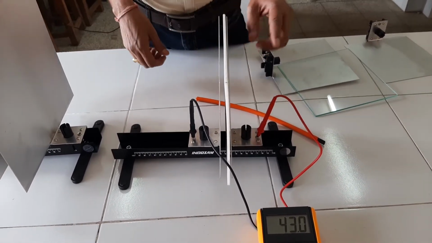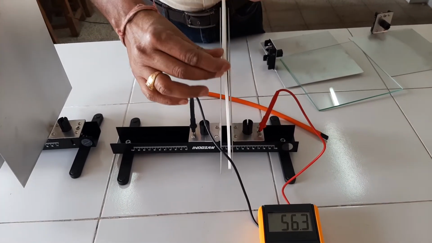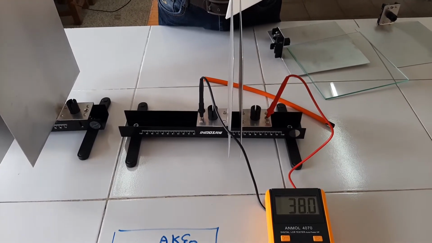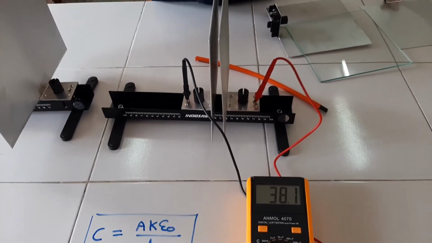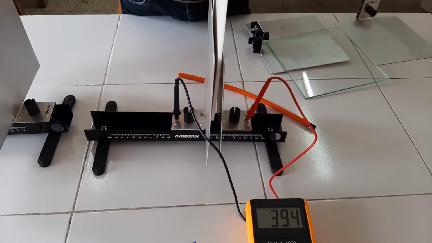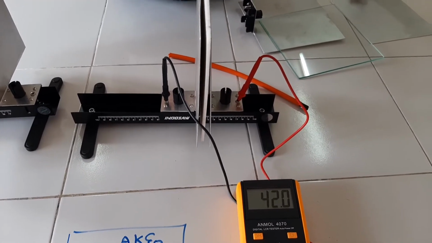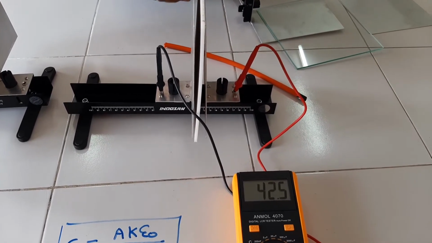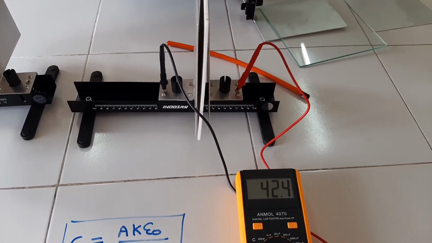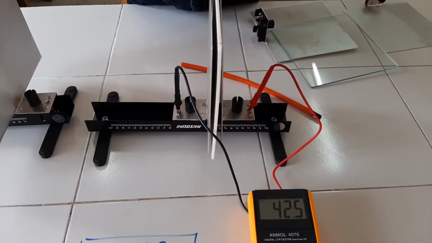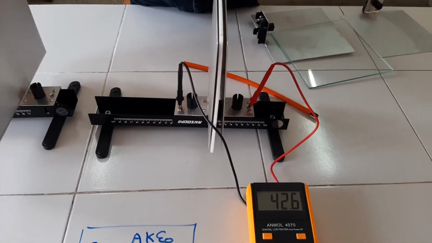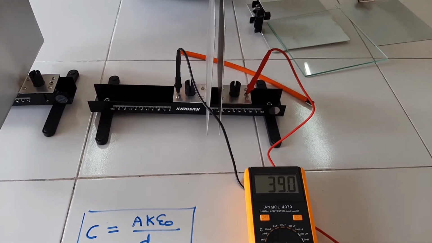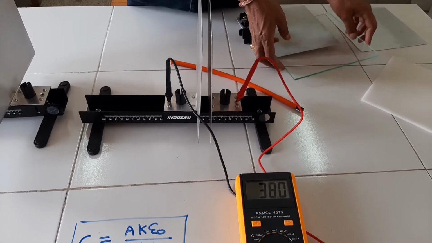Its capacity increases. In absence of dielectric media, its value is 38 point something. But when we put dielectric media, its value becomes up to 42. Okay? Means when we put the dielectric media, its capacity increases. Okay. Now we put another dielectric media.